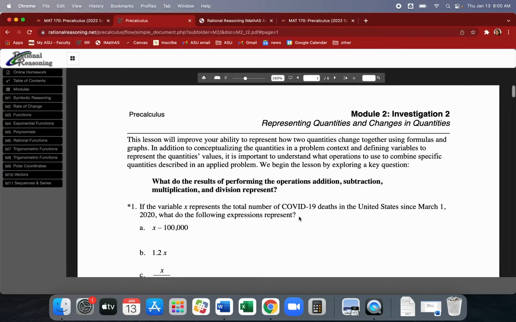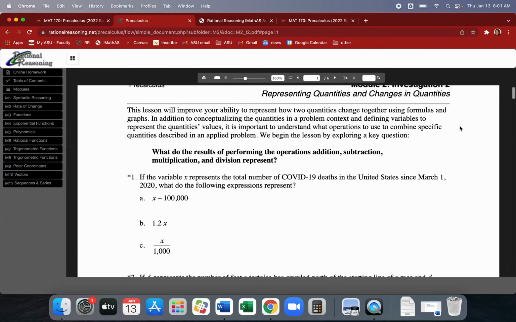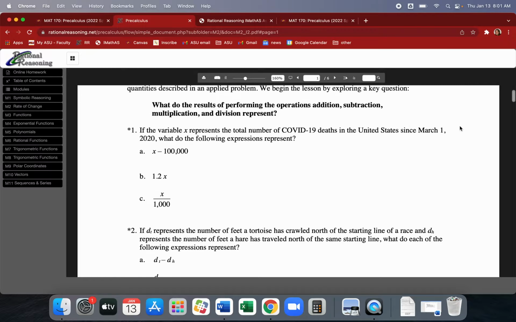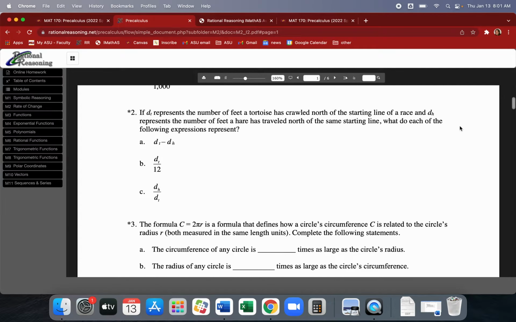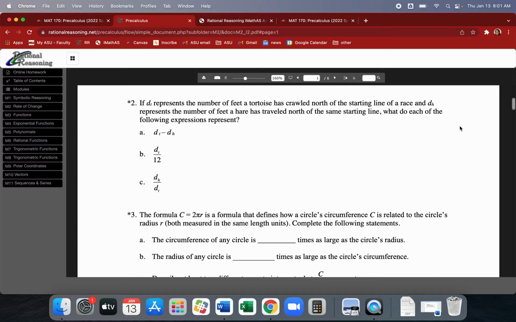Talking about how time is going on. We don't get to think about time changing, but time was changing and distance was changing. We can talk about a constant rate because of that. But module 2 investigation 2 here, scroll past question 1. This is kind of weird expressions. But take a look at this number 2.